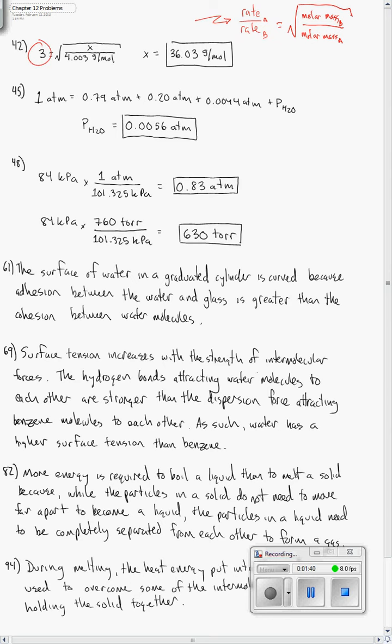Again, we're going to call helium our gas A, we're going to call our unknown gas B. That means on the right side, we'll put the molar mass of helium in the denominator. The molar mass of helium is 4.003 grams per mole. From here, it's just a matter of solving for our unknown. And if you do that, you end up with 36.03 grams per mole.